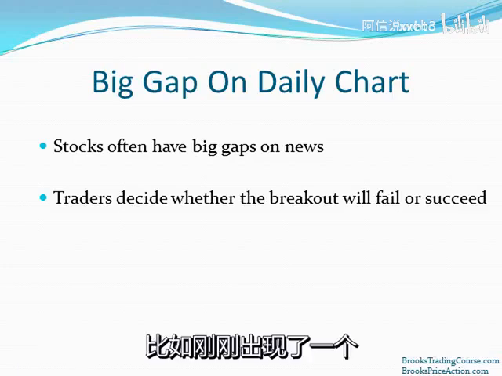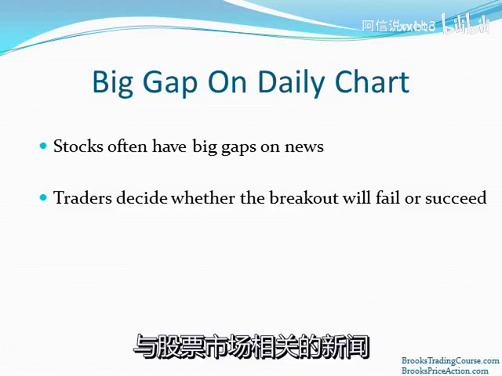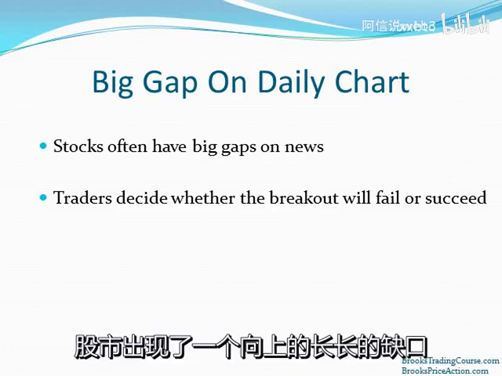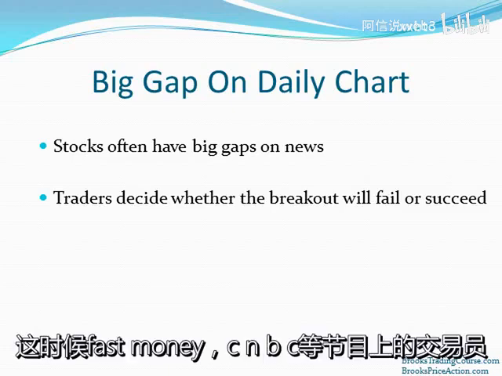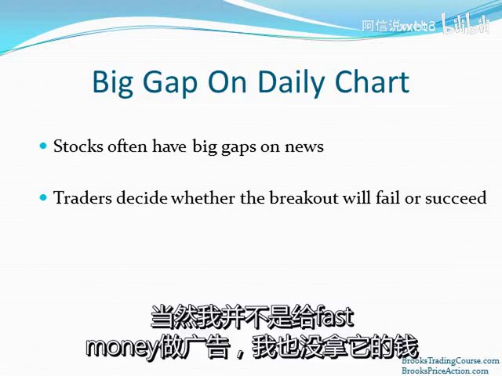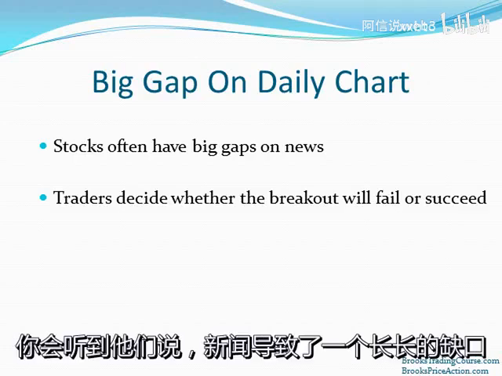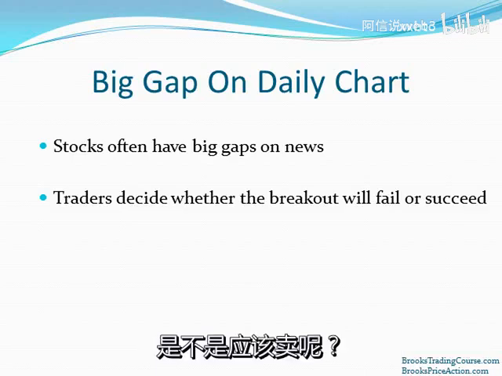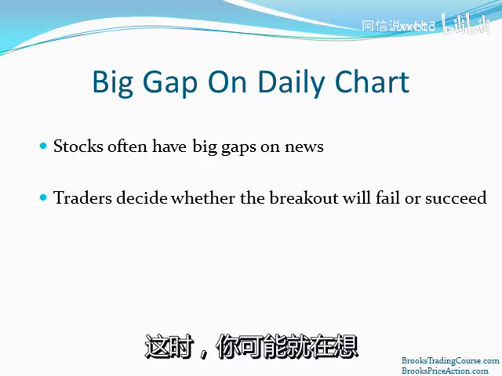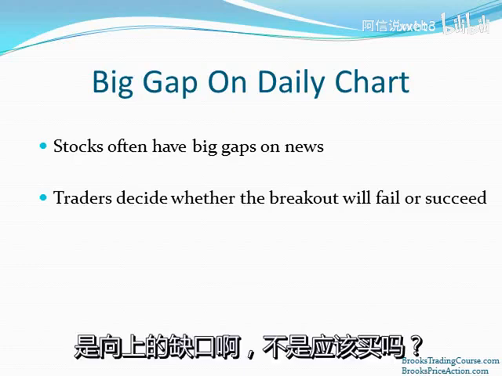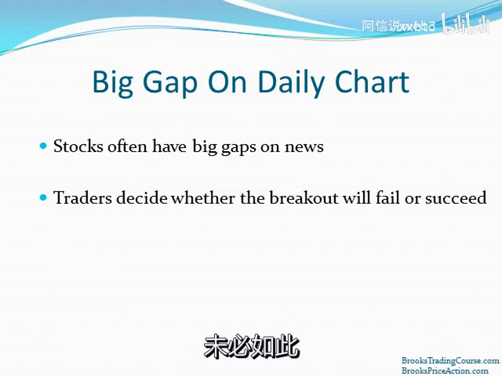And traders all the time have to decide what to do once they see a big breakout. So for example, if there's a news report or an earnings report on a stock, and the stock opens with a big gap up, you'll hear traders on television like Fast Money on CNBC. I don't get any money from Fast Money. I'm just mentioning them because it's a popular show. You'll hear the traders say, big gap up on news, do we sell it? And you're saying, wait a minute, why are they talking about selling a big gap up? Shouldn't they only be talking about buying?